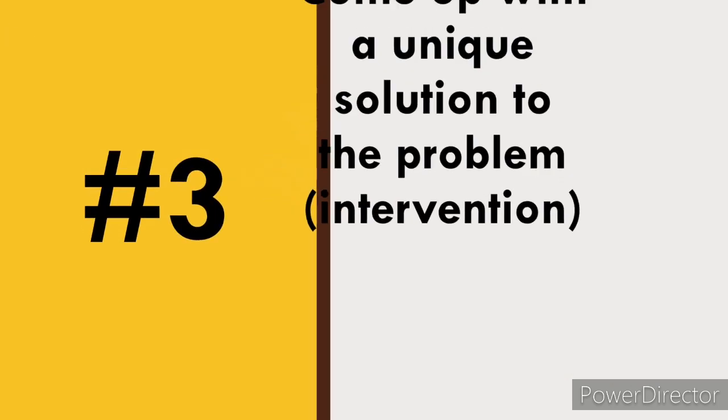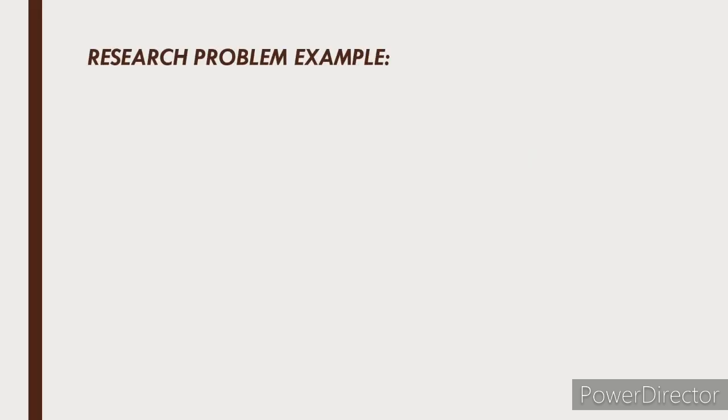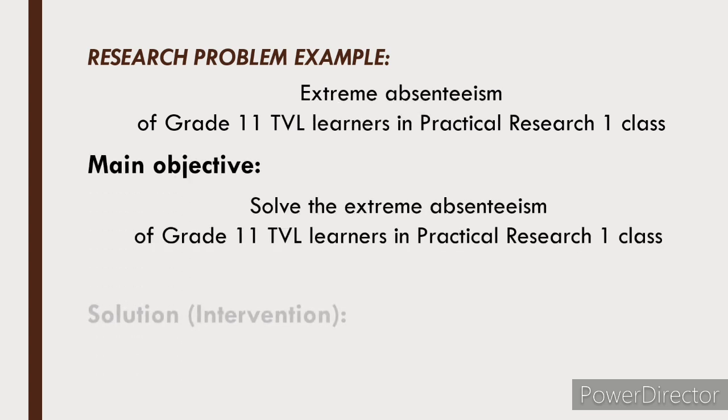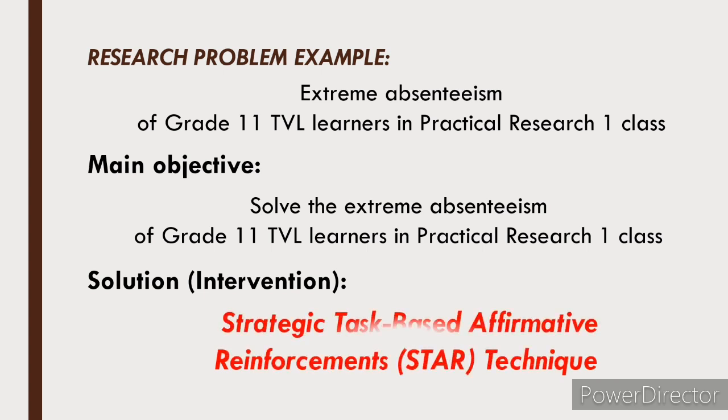Come up with a unique solution to the problem, or what we call intervention. Remember, action research for teachers aims to improve our teaching practices in the classroom and also to solve immediate problems we have as teachers. So since my main problem in the classroom is the extreme absenteeism of grade 11 TVL learners in Practical Research 1 class and I want to solve it, I plan to design and develop my own intervention as a solution to the problem, and I call it the Strategic Task-Based Affirmative Reinforcements or STAR technique.